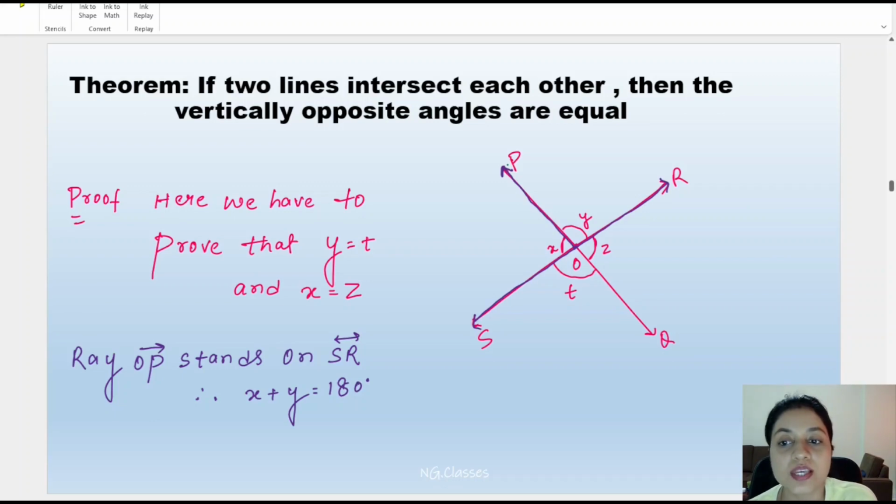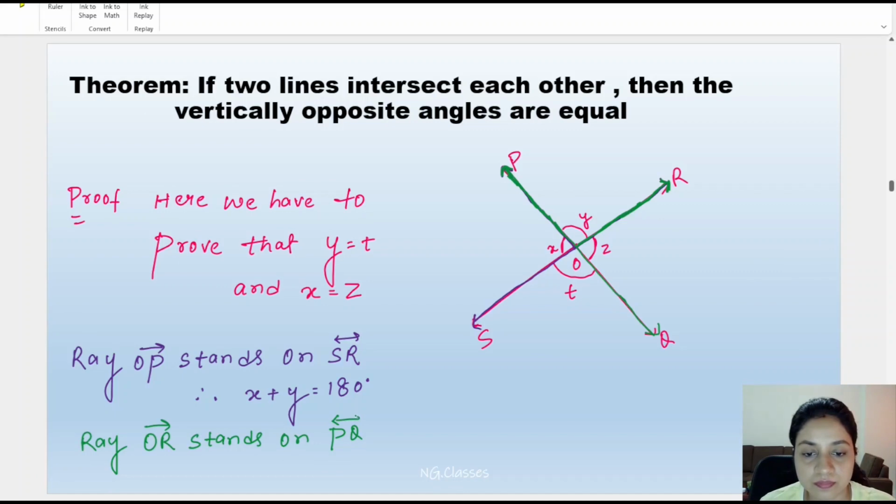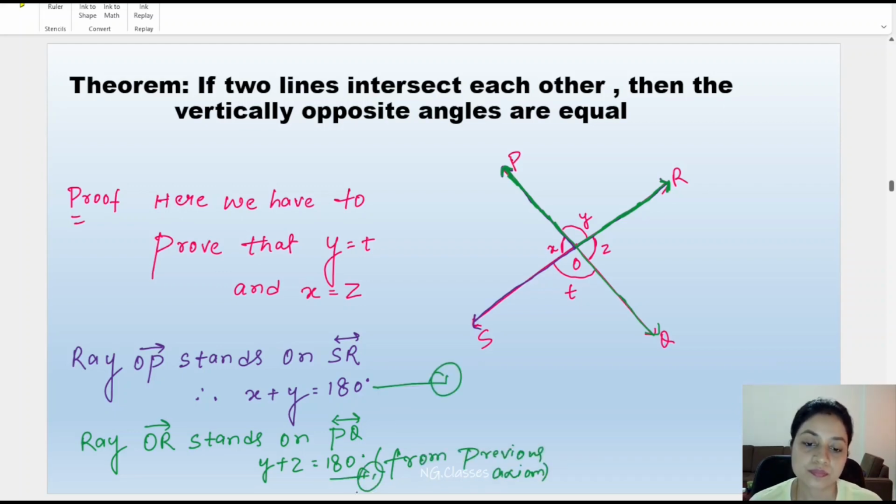Similarly, we can also say that a ray OR stands on a line PQ, right? Let's write it. Hence, the sum of angle Y and Z will be 180 degrees, right? So, Y plus Z is equal to 180 degrees. We have to write it in brackets from previous axiom. We have to write the previous axiom in detail over here. Let's say the previous relation was equation 1 and now we have equation 2.